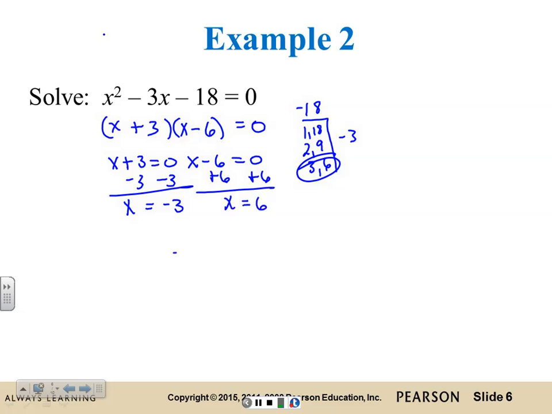And so my two answers are -3 and 6. And again, you can check them if you want to. -3 plus 3 is going to give me 0, and 6 minus 6 is going to give me 0.